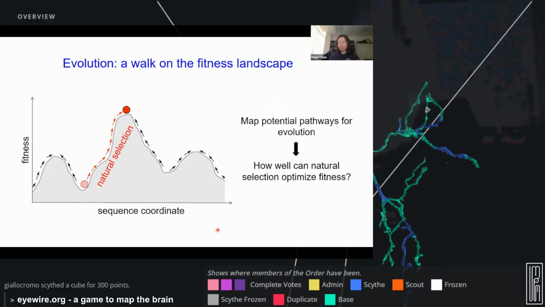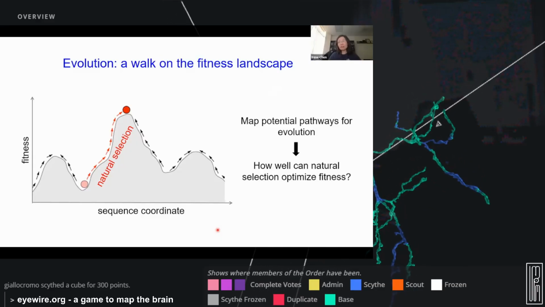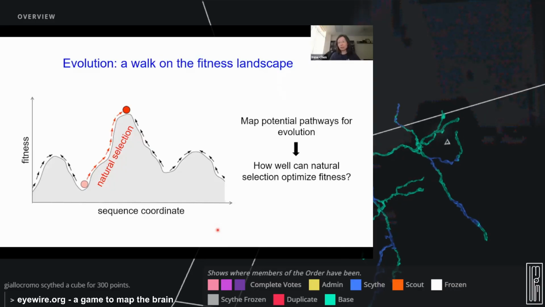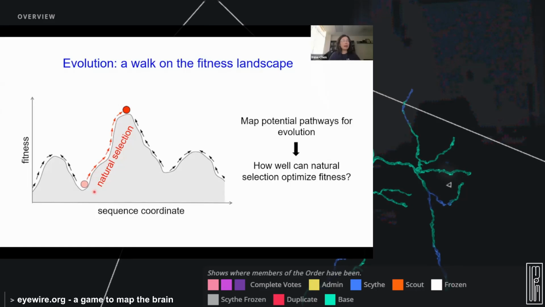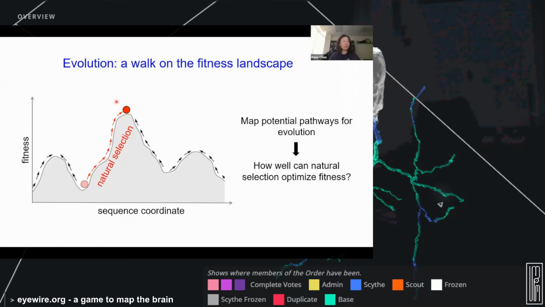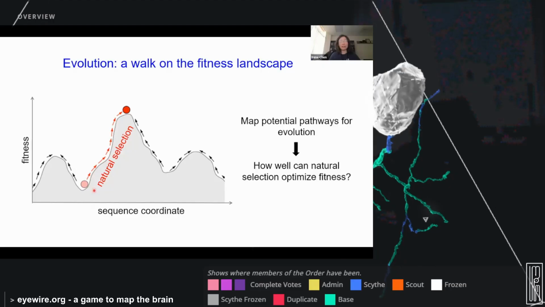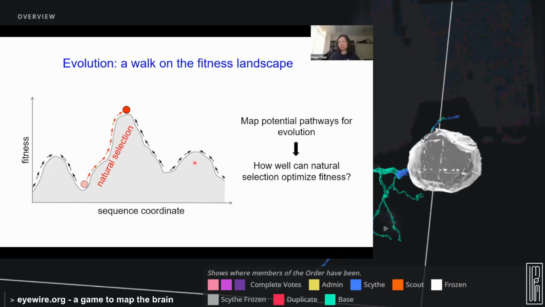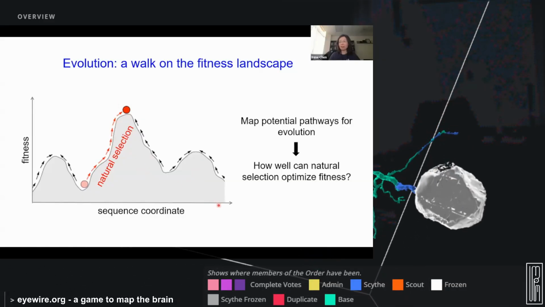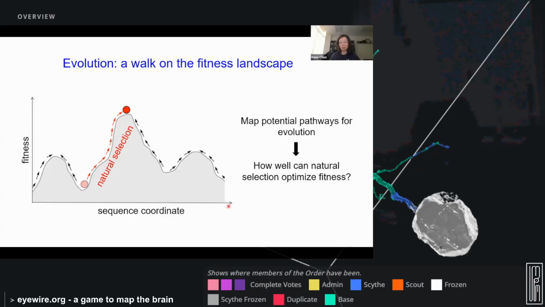So one of the questions we wanted to answer by looking at these fitness landscapes was how well can natural selection optimize fitness? How rugged are these fitness landscapes, and are they connected to each other? If you found a local optimum, could you get to the global optimum? Those were the questions we were interested in.